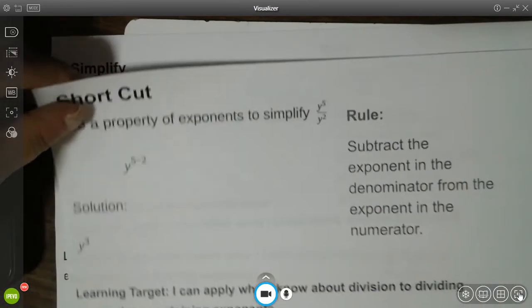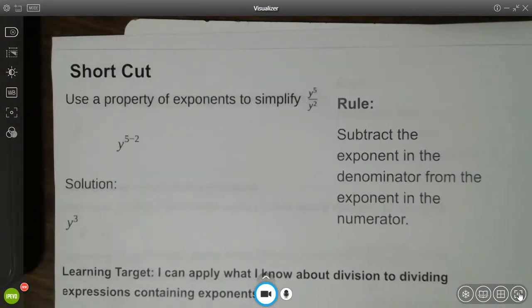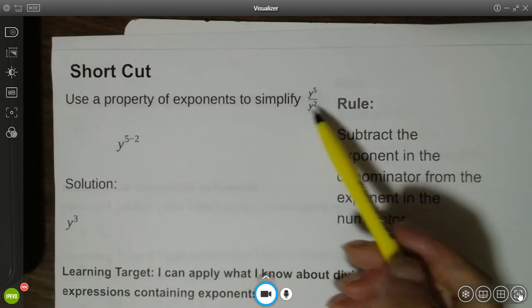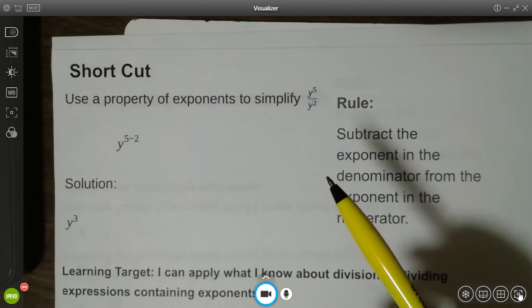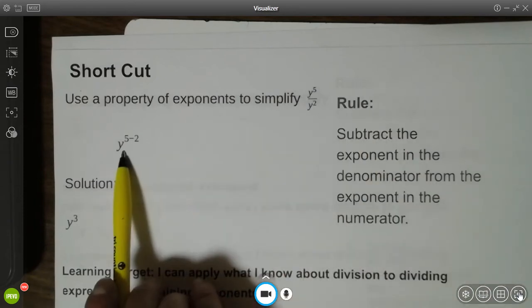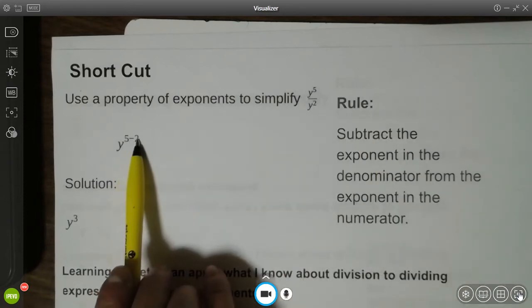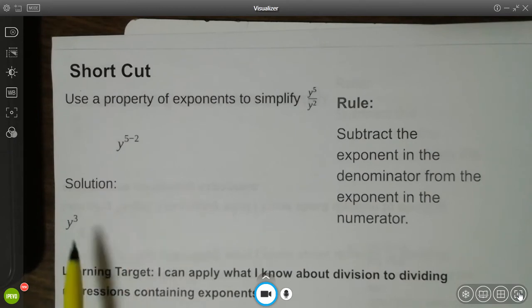Maybe you guessed it, our shortcut. It's kind of the opposite of what we did when we multiplied. When we added, we're going to use the rule to subtract the exponent in the denominator from the exponent in the numerator. This is what happens when we divide. Y to the fifth over y to the second. We could rewrite that as y to the 5 minus 2 power. And our solution is y to the third.